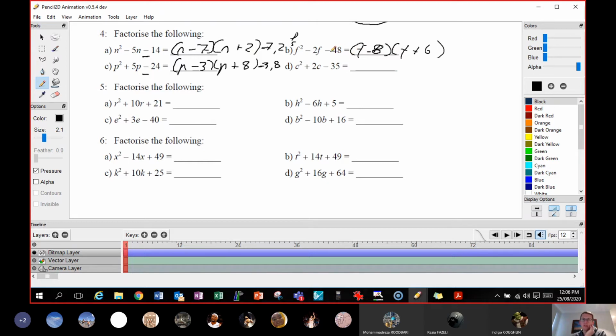Over here, when we did this one, we want to look for the factors of 48 that give you a difference of 2. So the factors of 48 that give you a difference of 2 would be 8 and 6. We want it to be negative 2. So because you want a difference of negative 2, negative 8 needs to be.